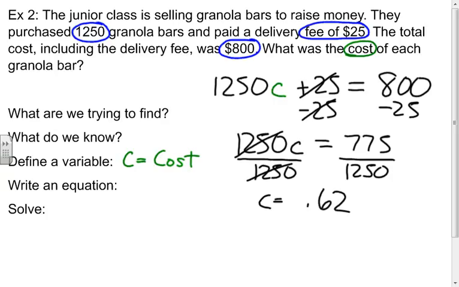Now, when you do a word problem, you have to make sure that you understand what your answer means. C, which stood for cost, is 0.62. Well, if we're talking about money, that means 62 cents. So each bar cost 62 cents.